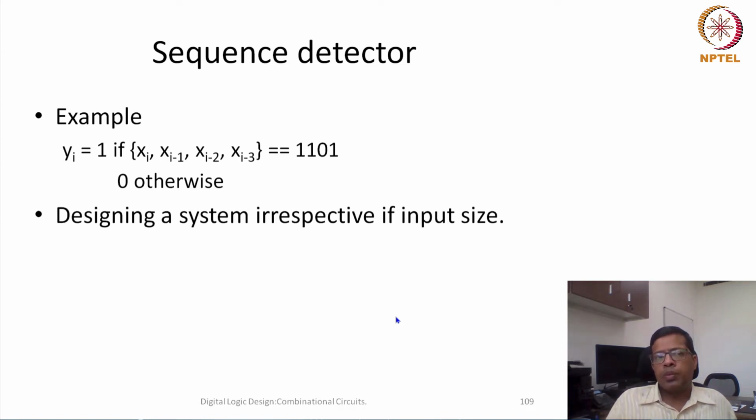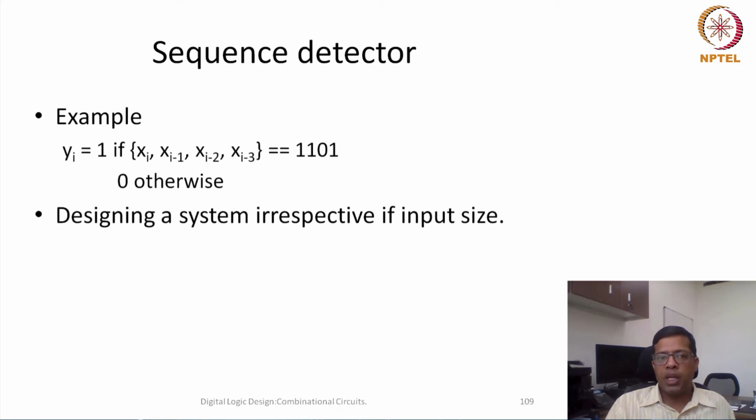In your C++ programming course, you would have done string matching algorithms or pattern matching algorithms. This is very similar to that. We are now matching a binary sequence of bits. In a whole number of zeros and ones, we are trying to find out if four consecutive bits are equal to a certain pattern or not.